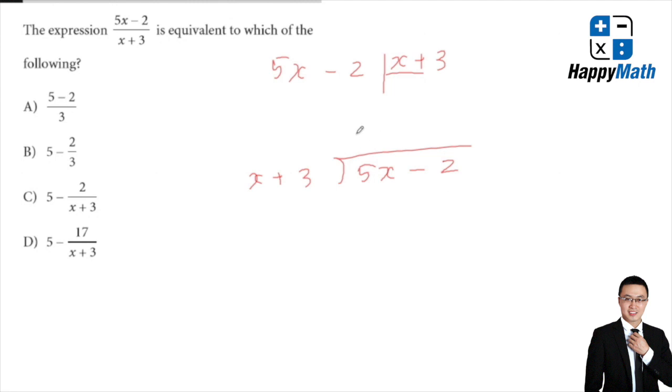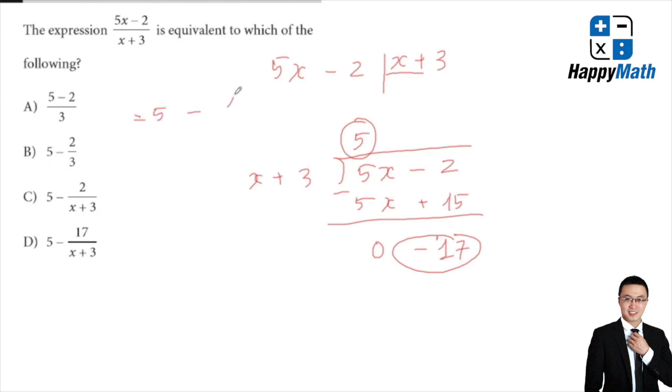And the answer here is 5 first. X minus 0. So here is the remainder and here is the equation. So from here you will have 5 plus remainder divided by denominator. D is the final answer.